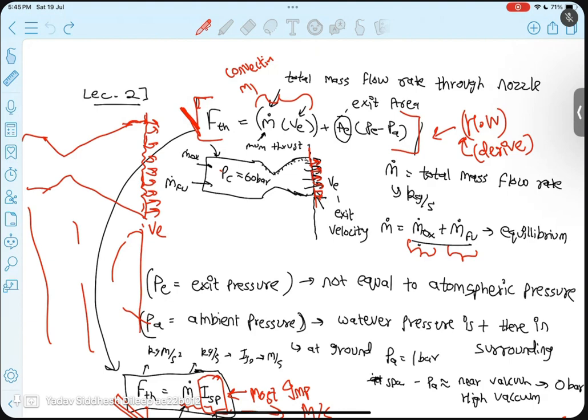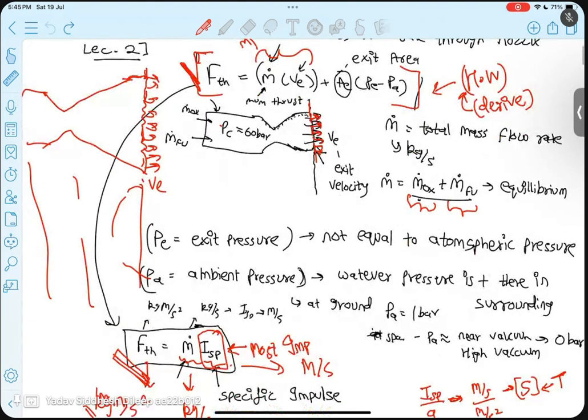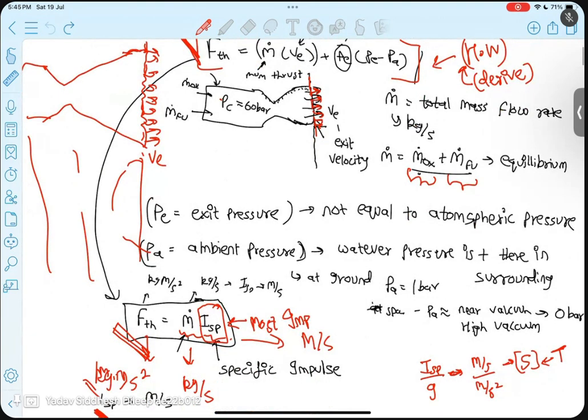Pa, here you can see, is the ambient pressure, or whatever pressure the surrounding is. For example, if you are standing at sea level, ambient pressure is 1 bar or 1 atmosphere. But if you are in deep space, then the pressure is almost 0 bar, no pressure. That is called the ambient pressure. It can be anything, but not necessarily your Pe. Subscript e means exit, a means ambient. Your exit pressure is not necessarily equal to the ambient pressure. It can be different, and most of the time it is different.